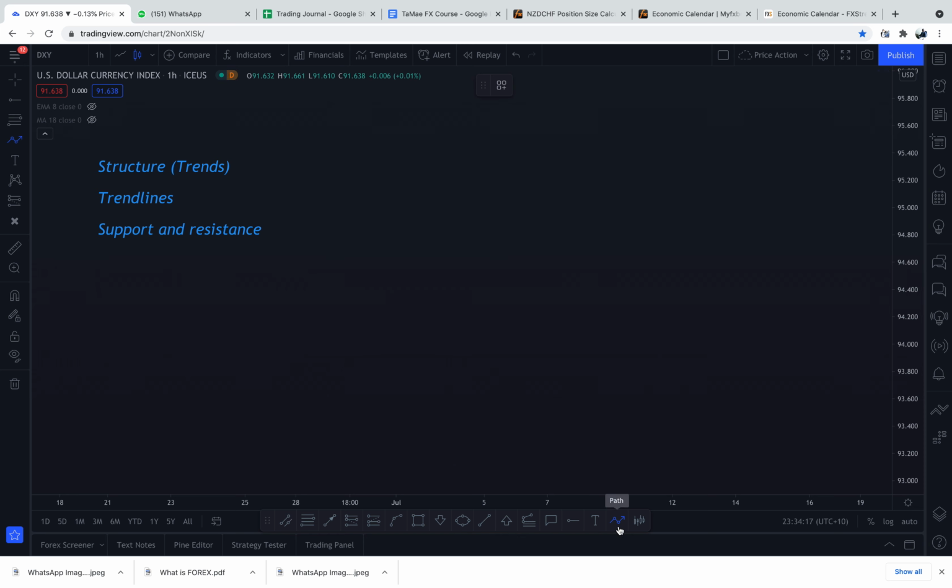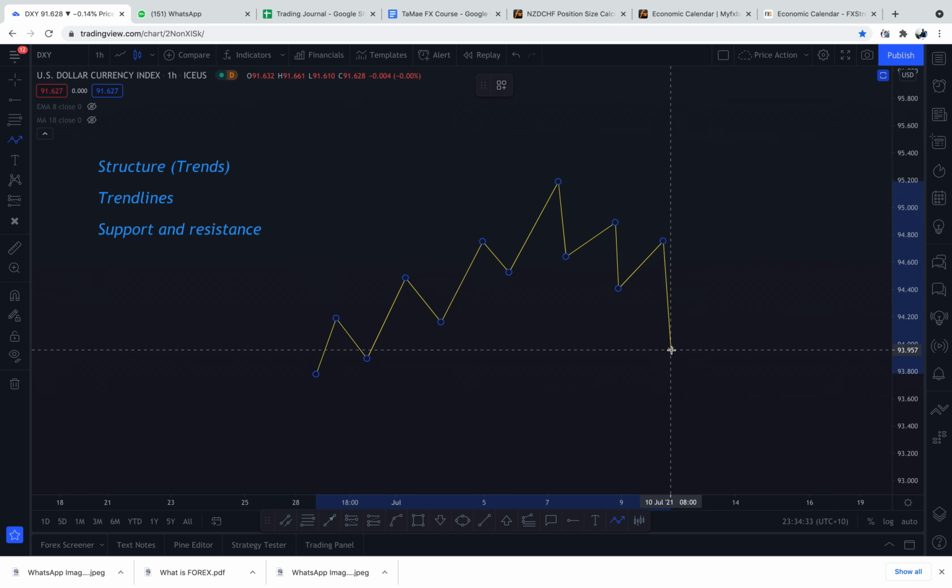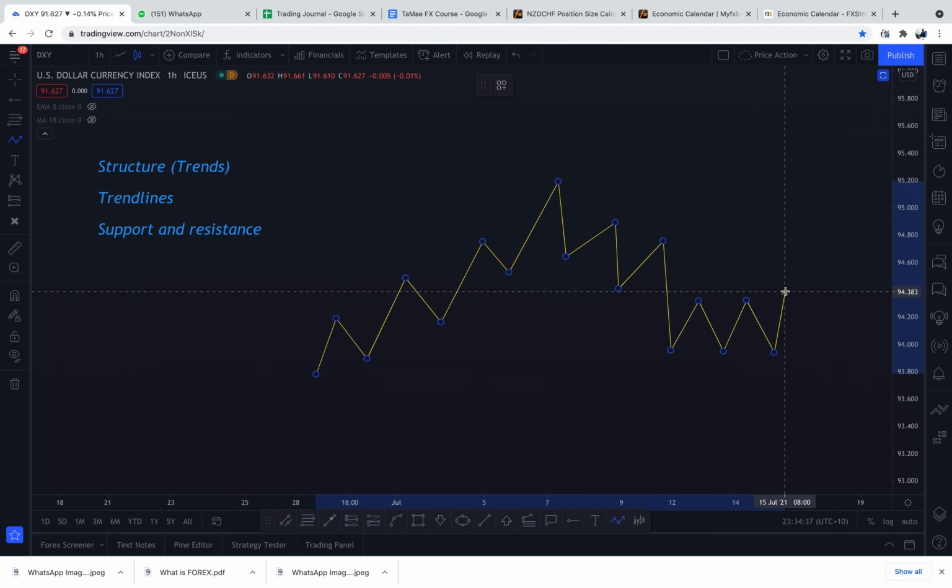Structure, we have the movement of the market. Okay, so price moves like that, or like that, or like this, or like this. Okay, right. Okay, so let me explain what this is.